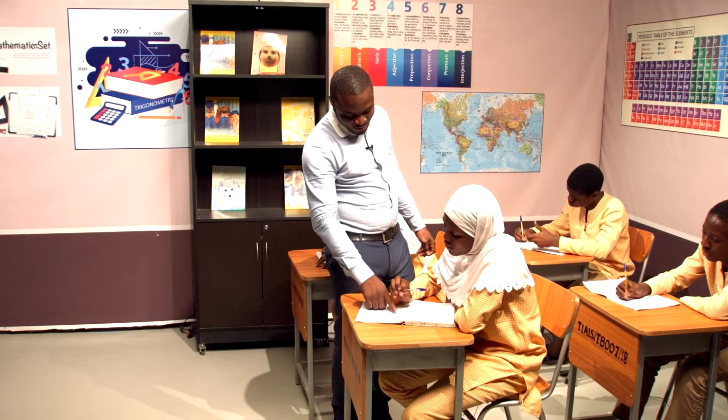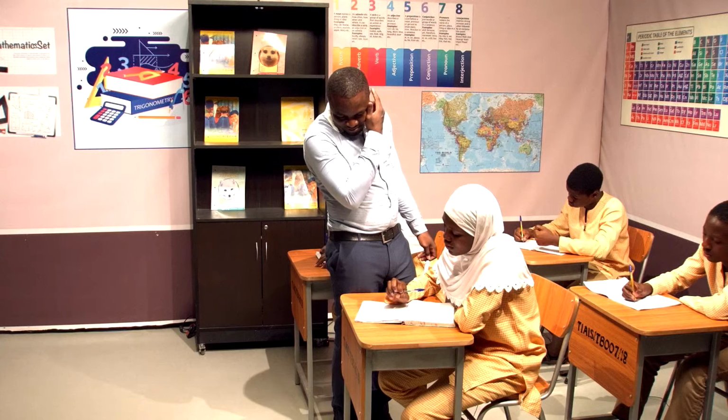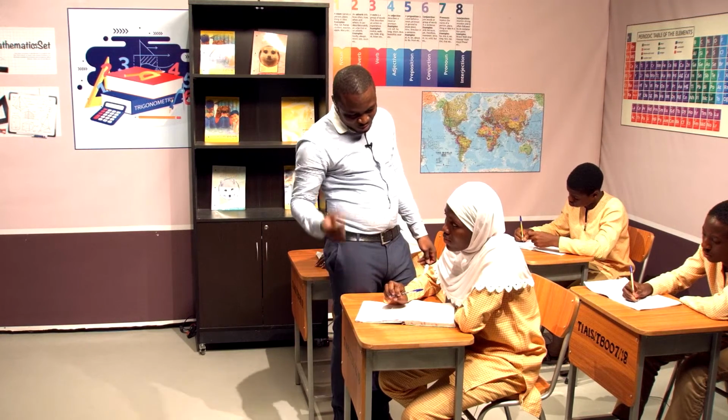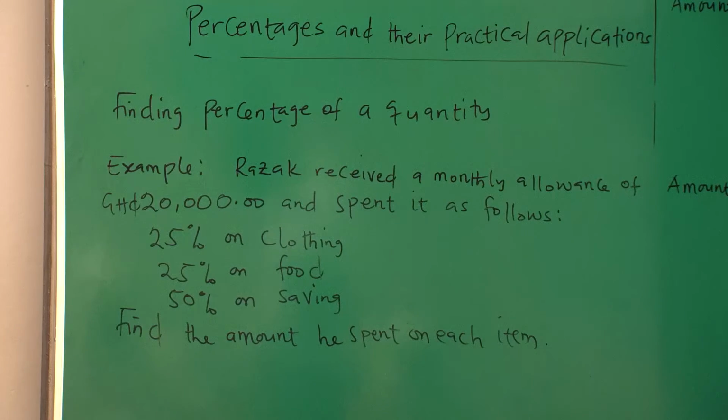What is 50 over 100? What we did in the previous lesson, if you have 50 over 100, what does it mean? Times what? So that means we are dividing this into 2.